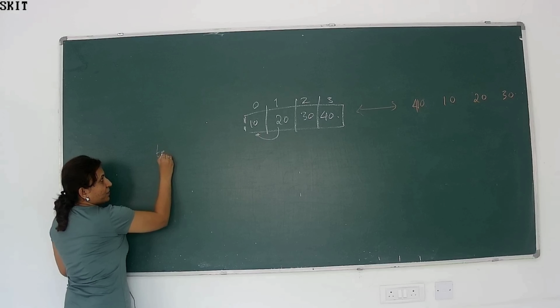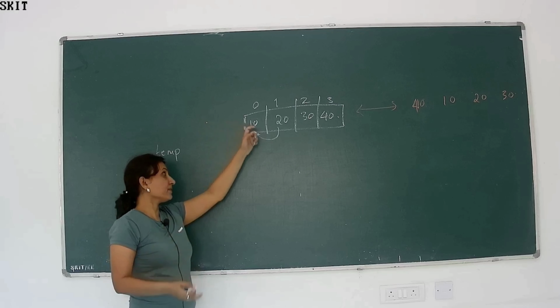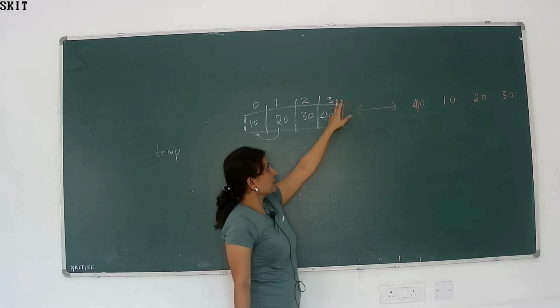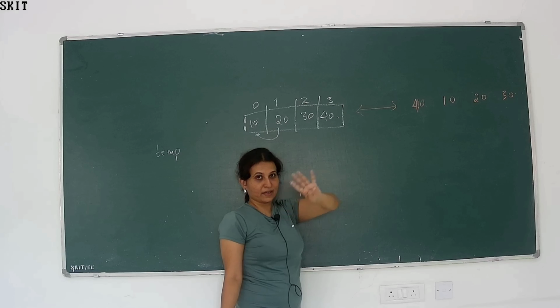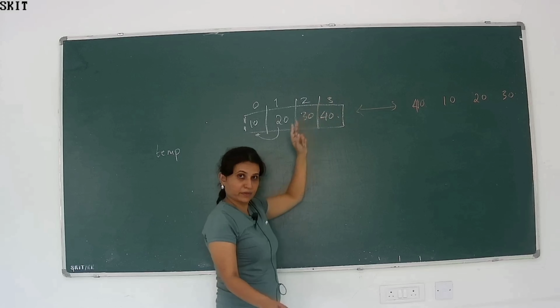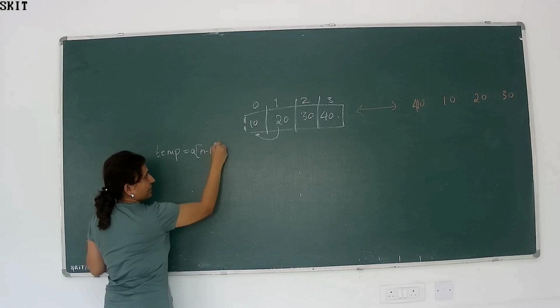Like in previous case, you gave temp is equal to a of 0 because at that point of time in left shift, 10 was getting kicked out. This time 40 is getting kicked out. At which index? Third index. Total number of elements, 4. Last index, how do we get? 3, because 4 minus 1. That means n minus 1. So temp will be given as a of n minus 1.